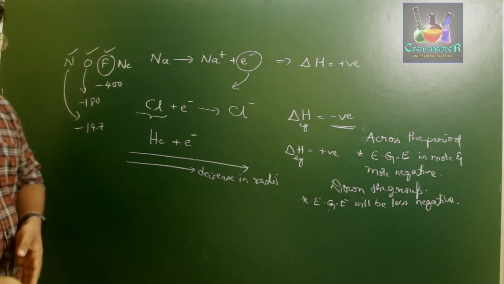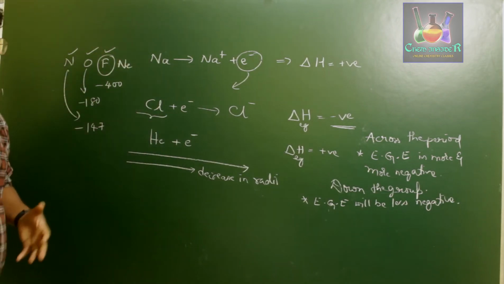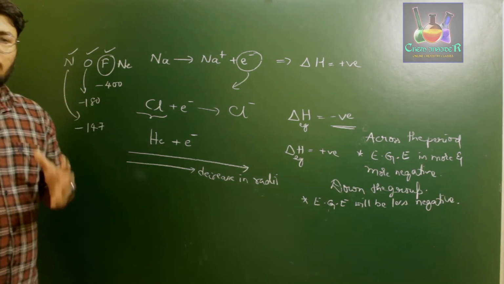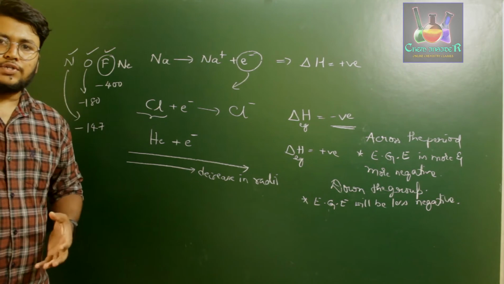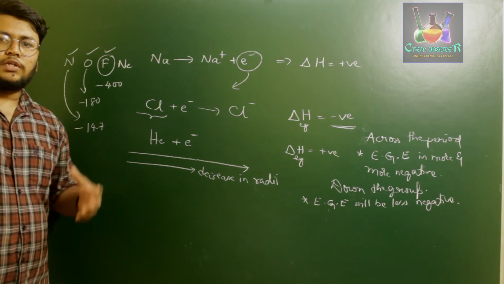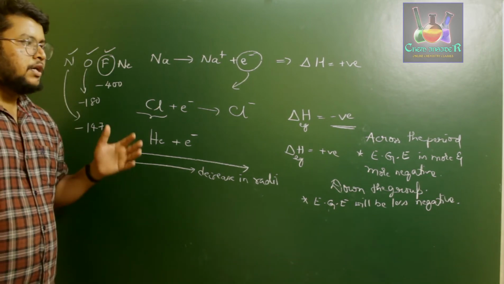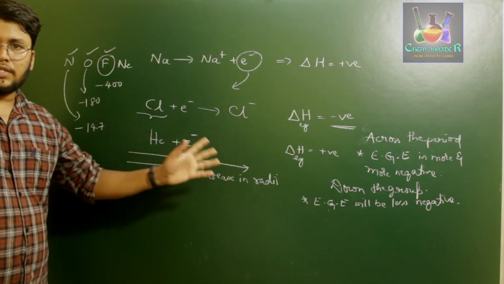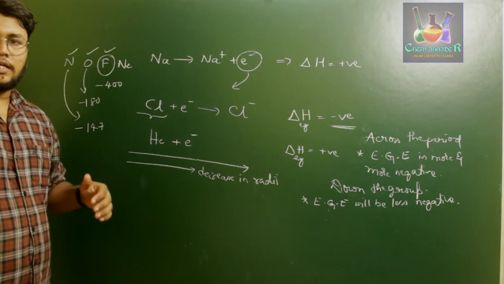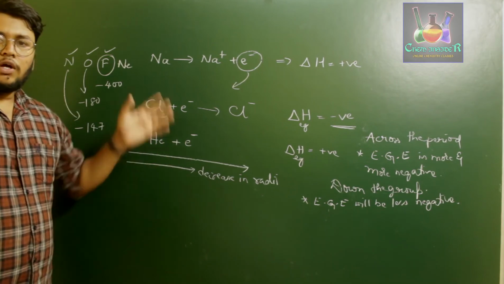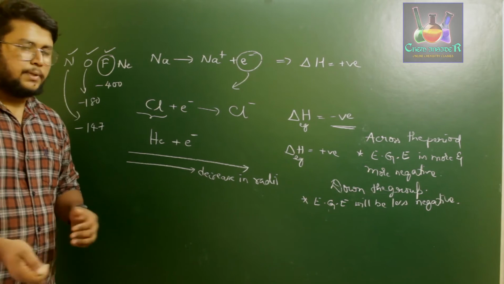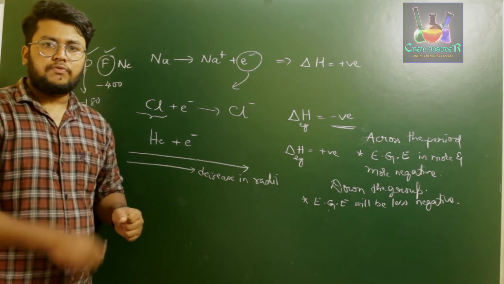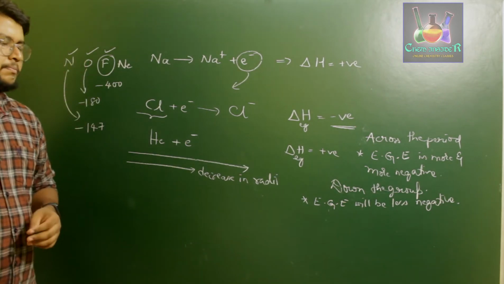Okay, so this is about the trends and the definition of electron gain enthalpy. It is the amount of energy released when you add an electron to a neutral gaseous atom, and it becomes more and more negative as we move across the period with increasing atomic number, and less and less negative when we move down the group. Okay, so this is all about the electron gain enthalpy. Next, we'll discuss electronegativity.